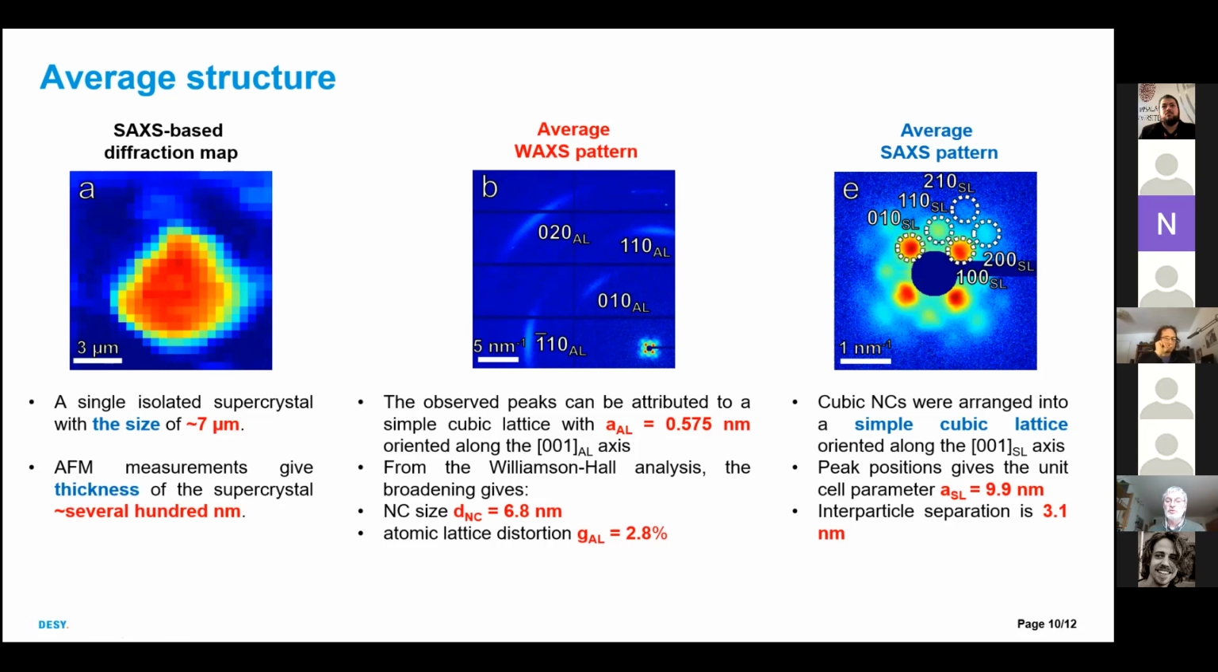is about 2.8%. And if we look at the SAX pattern, then we see that the cubic nanocrystals were also arranged in a simple cubic lattice. The peak positions give us a unit cell parameter of about 9.9 nanometers, and the interparticle separation is about 3.1 nanometers.